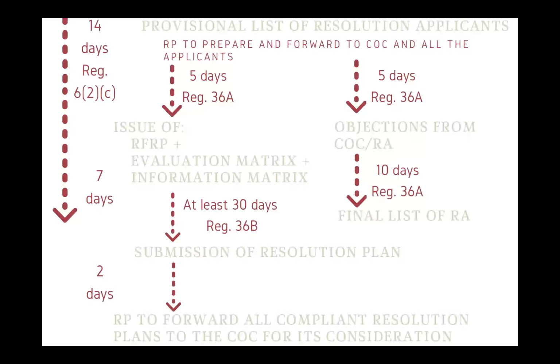Now, after issuing the request for resolution plan, evaluation matrix, and information memorandum, what do I want as an RP? I want a plan. And what is the submission of a plan? If you observe the way it is drafted, the code does not say you shall submit within this time. It says you have to give at least 30 days for submission of a plan, because you need a tailor-made plan for every corporate debtor. It's not some cut, copy, paste job. Hence a period of 30 days has been felt to be adequate.